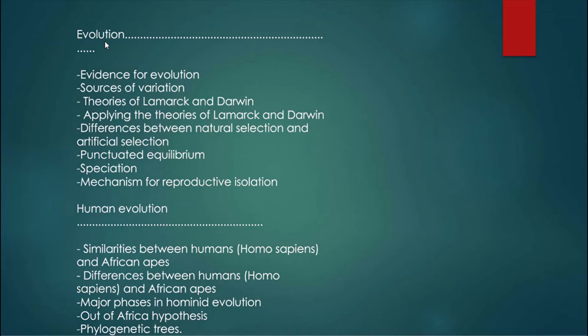This is what you should focus on when you're studying evolution. You should focus on evidence for evolution, sources of variation, theories of Lamarck and Darwin, applying the theories of Lamarck and Darwin, differences between natural selection and artificial selection, punctuated equilibrium, speciation, mechanism for reproductive isolation. We will do human evolution on the next lesson.